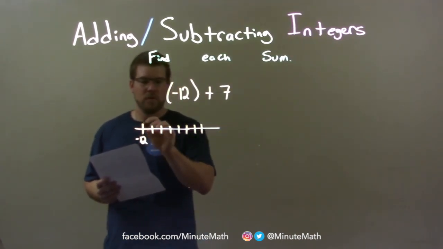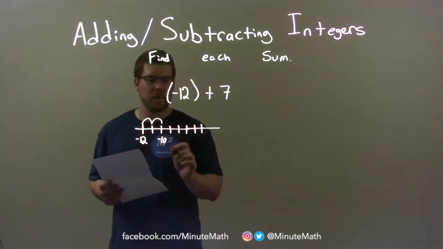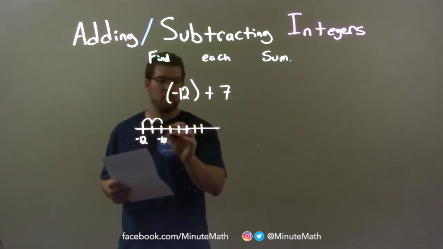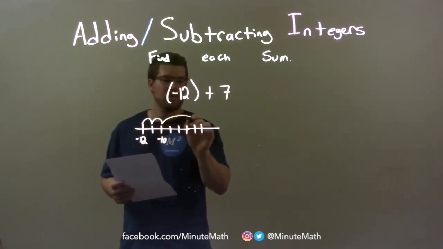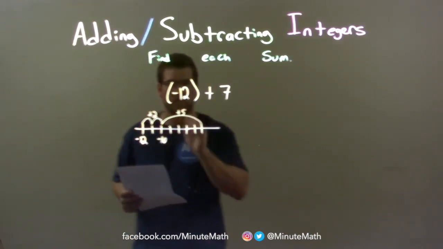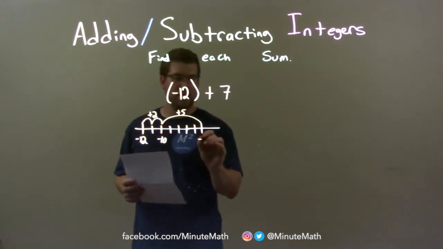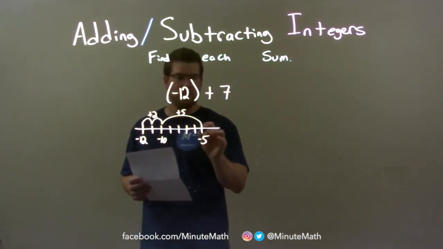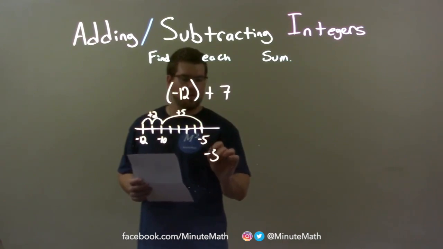We have 2 units, which is negative 10. And then we have 5 more units, 1, 2, 3, 4, 5. So we have negative 10, then we have 5 more. So this is the plus 2, and then plus 5. 5 more gives us negative 5. And there's our answer right there, negative 5.